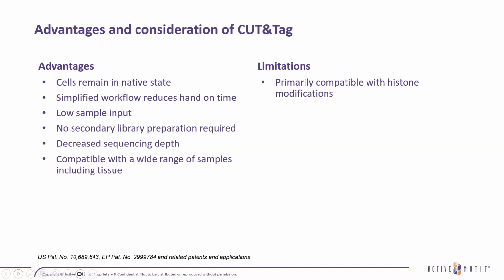No secondary library prep is required. This is because, again, we're working with pA-Tn5, which means the sequencing adapters are inserted into the DNA fragments during tagmentation. So all that needs to happen after the fragments are isolated is PCR amplification. Decreased sequencing depth. This, of course, translates to a lower cost per sample. So that is a huge advantage of this method as well.